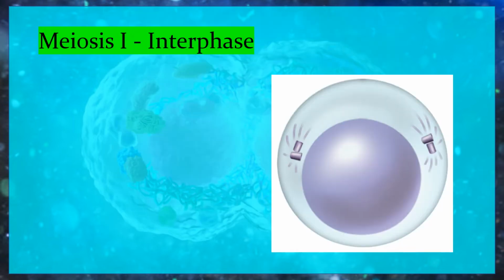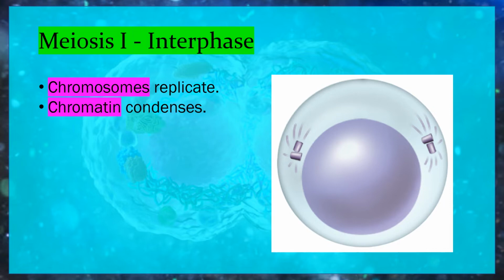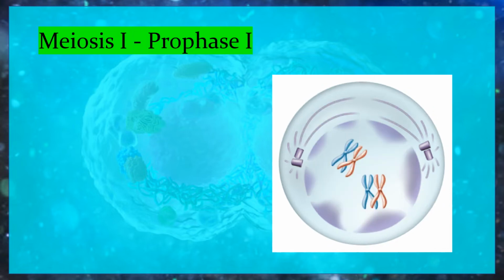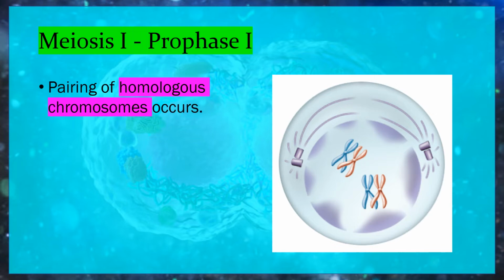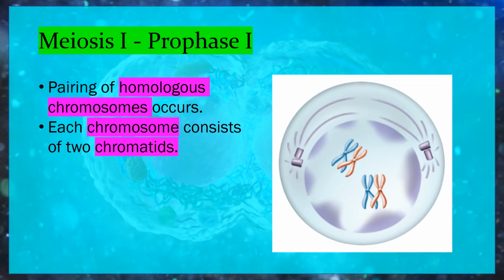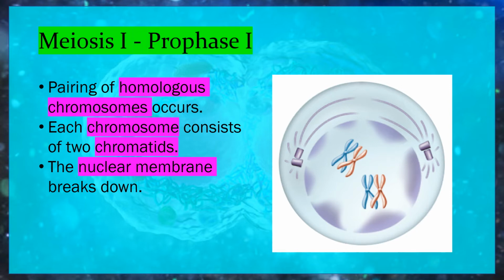Meiosis I, it is also interphase. Here we have the chromosomes replicate. The chromatin contains 2, which is prophase I. We have the pairing of homologous chromosomes occur. Each chromosome consists of 2 chromatids, and the nuclear membrane starts to break down. The spindles are also forming.